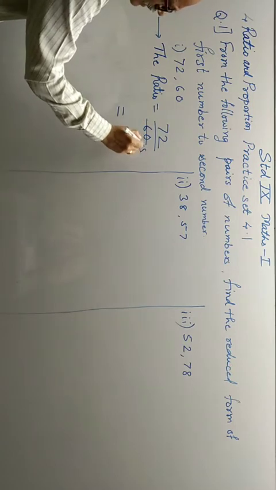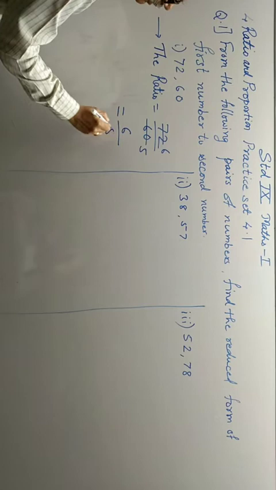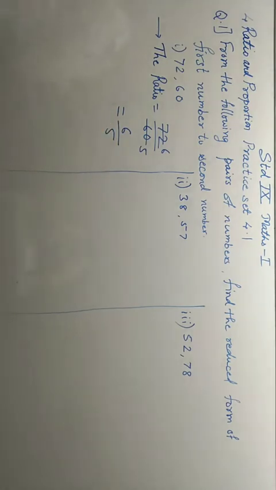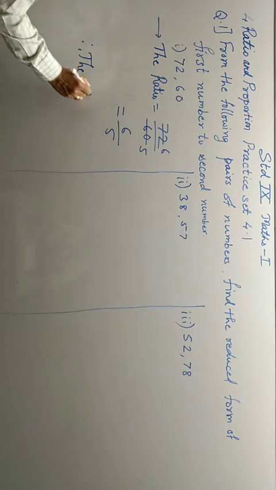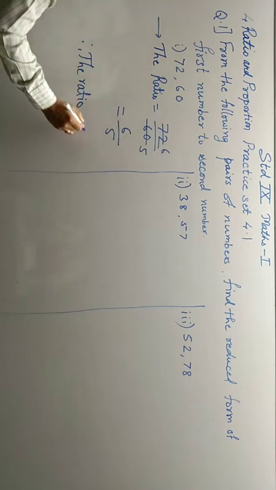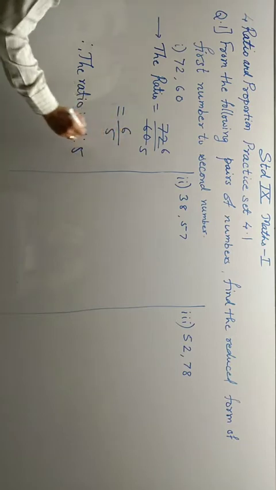Cancel. 12 5s are 60, 12 6s are 72. If you don't know the table of 12, then it will take time. We have to first cancel by 2, then again by 2 and again by 3 and get the answer. Therefore, the ratio is 6:5.